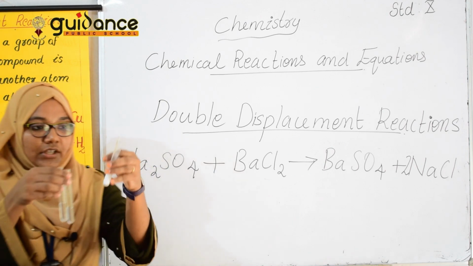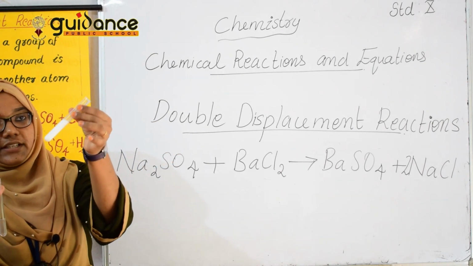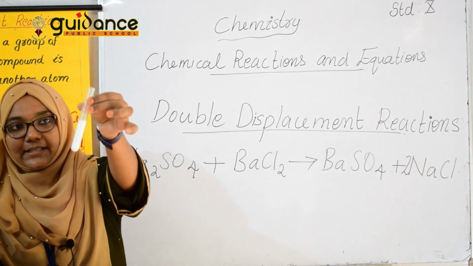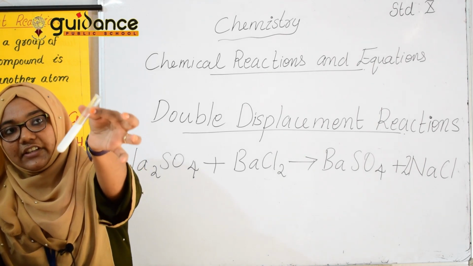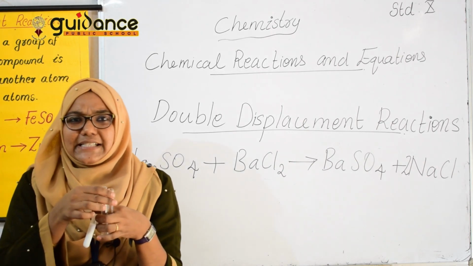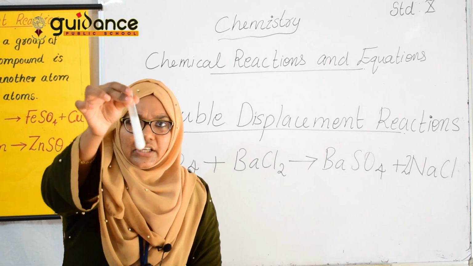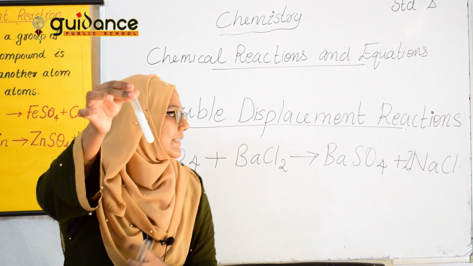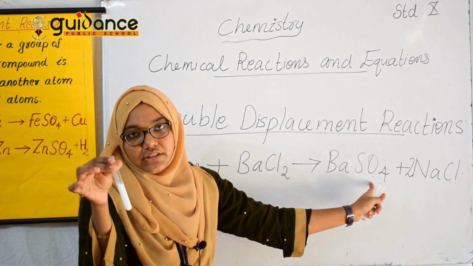Look here, barium chloride and sodium sulfate we mixed together and we got a white precipitate. Can you see this? A white precipitate we get. What is this white precipitate? What do you mean by precipitate? Precipitate means an undissolved component in the solution, right? You can see this white precipitate is barium sulfate.